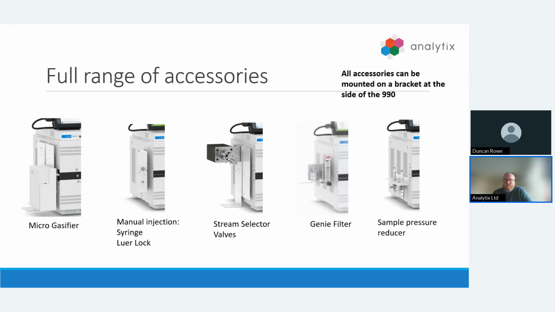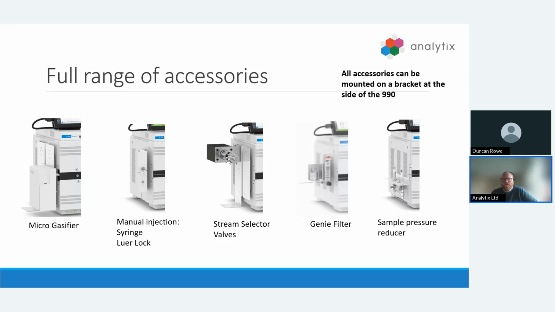So the Micro GC has a number of accessories to ensure that you can effectively and simply introduce your sample into the system. On the left-hand side, we have sample introduction accessories, and then we also have sample management accessories on the right-hand side as well. The Genie filter and sample pressure reducer, and all these tools ensure reliable and repeatable runs. So I'll just walk through each of these accessories in a bit more detail.